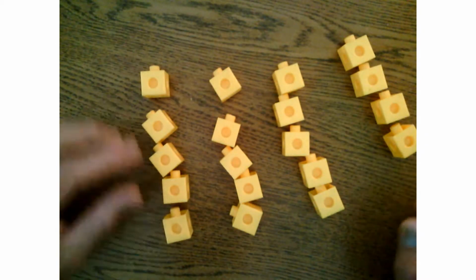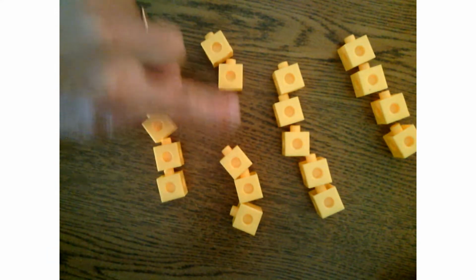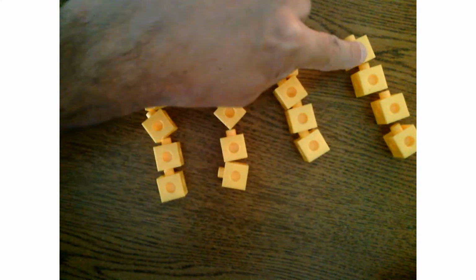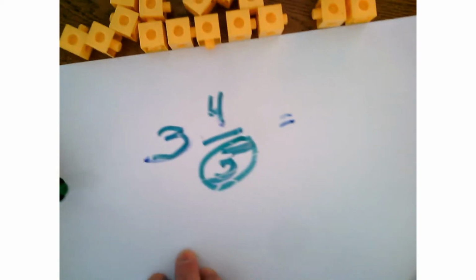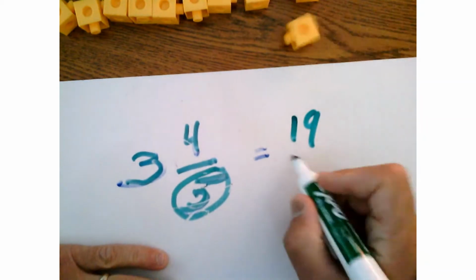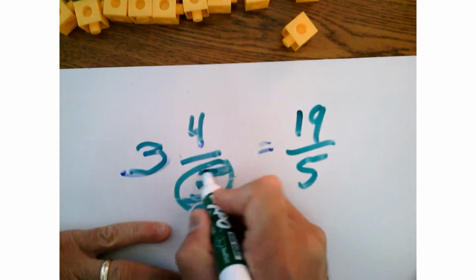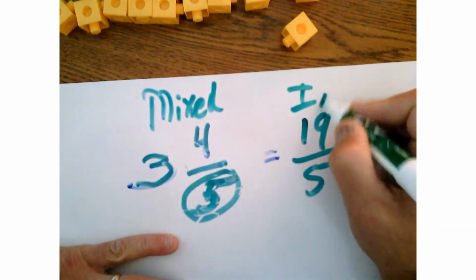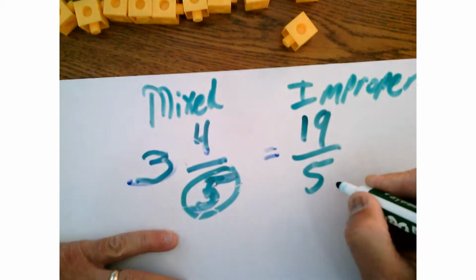Now I'm just going to count my unit fractions. 1, 2, 3, 4, 5, 6, 7, 8, 9, 10, 11, 12, 13, 14, 15, 16, 17, 18, 19. So there's 19 of those. I'll get them out of the way here. That equals 19, and they're each fifths. This is the improper fraction. This is the mixed number. And this is improper. It's improper because the numerator is larger than the denominator.